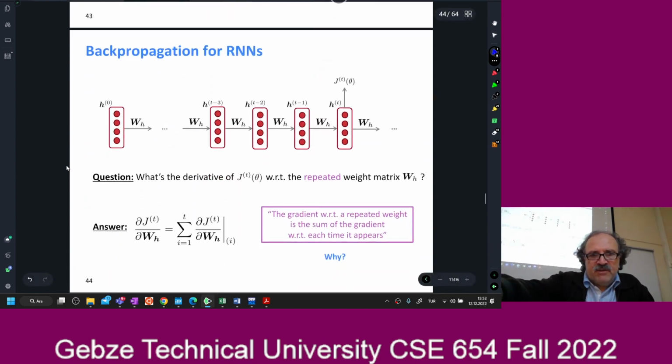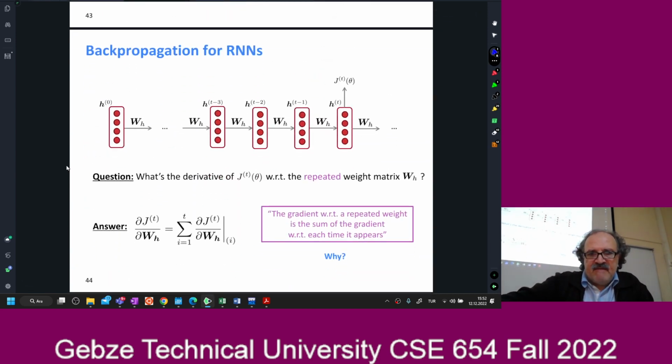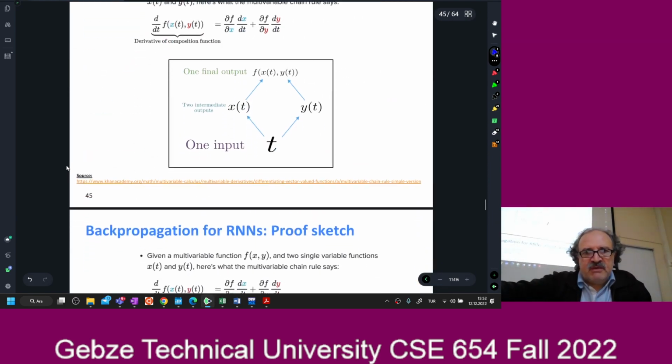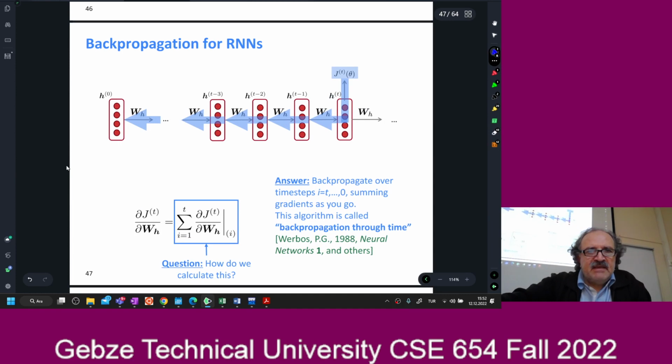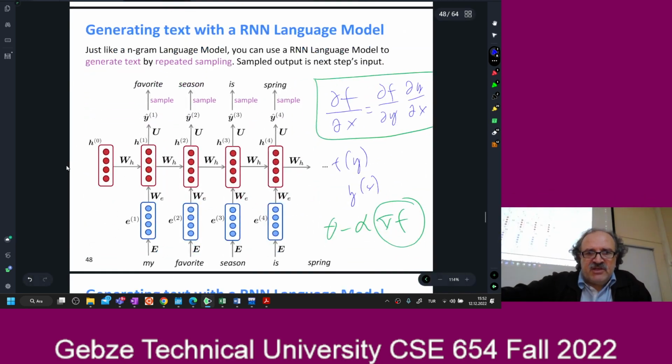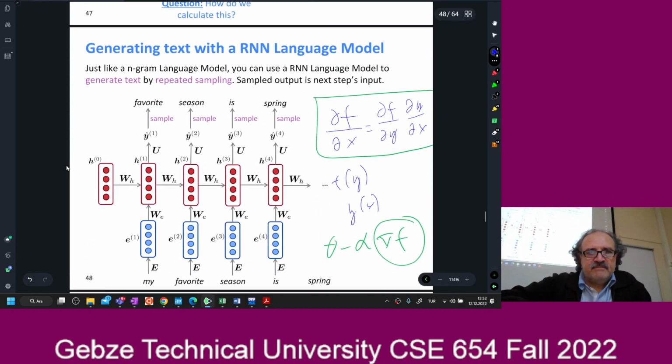Okay. So we talked about this, and backpropagation for the RNNs is difficult. We talked about it. I'm going to skip these details. Backpropagation is going to cause vanishing gradients.